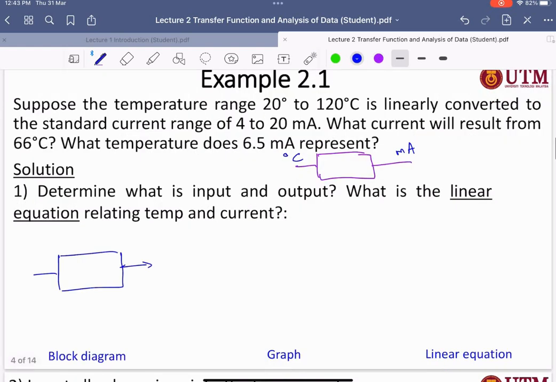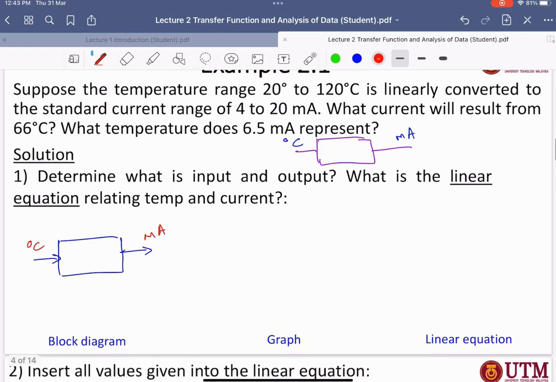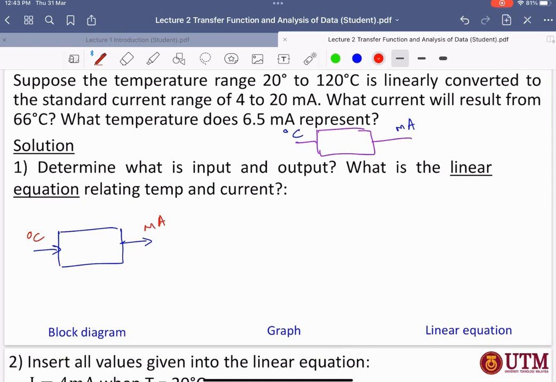All right. So right now we know that the input is the temperature, and the output will be in terms of milliamps. That means the unit of the transfer function will be output over input, milliamps over degree. Sometimes we call the transfer function the sensitivity. In this question, what current will result from 66 degrees? That means if you measure 66 degrees, what will the current be. And the second question is, if the current produced is 6.5 milliamps, what will be the temperature measured at that point.